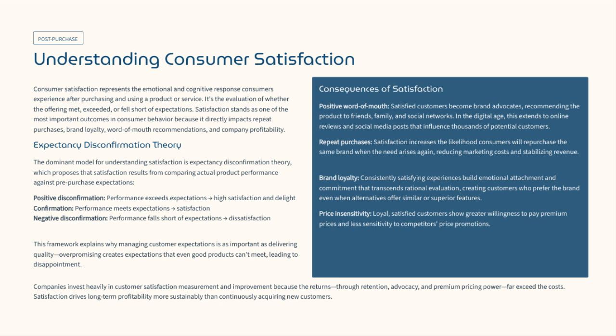The core idea here is the expectancy disconfirmation theory. It suggests that satisfaction comes from comparing how well the product actually performs against what the customer expected before purchase. If performance exceeds expectations, satisfaction is high. If it meets expectations, satisfaction is steady. And if it falls short, dissatisfaction follows.